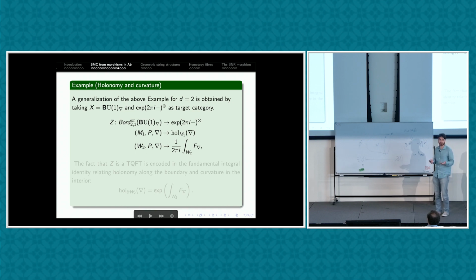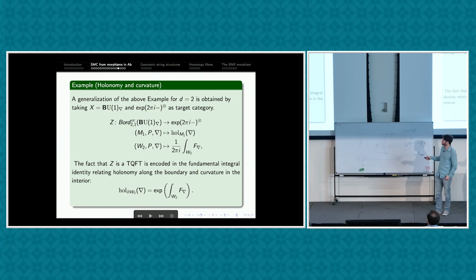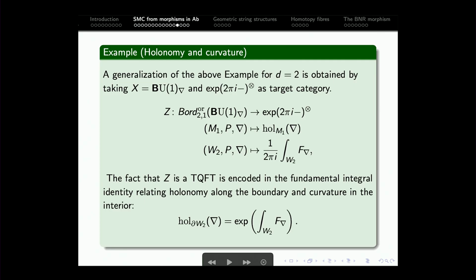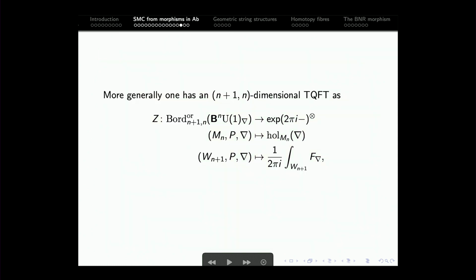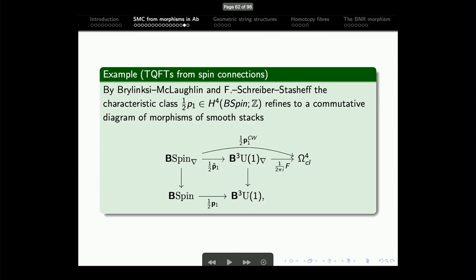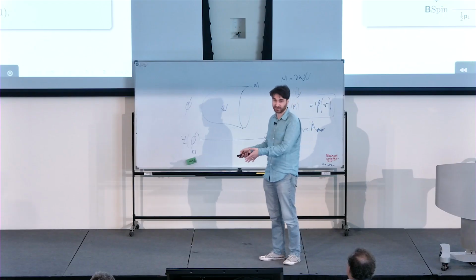And now the relation between holonomy and curvature, in the case where my one manifold is the boundary of a two manifold, is precisely this formula here. And this formula here is precisely the fact that when my manifold is a boundary, the value of my TQFT on the manifold is the image through this map of the value on the bounding two manifold. So these are all examples of this, and this can be done in higher degrees, but let me skip this. Okay, now I'm moving towards spin and string.